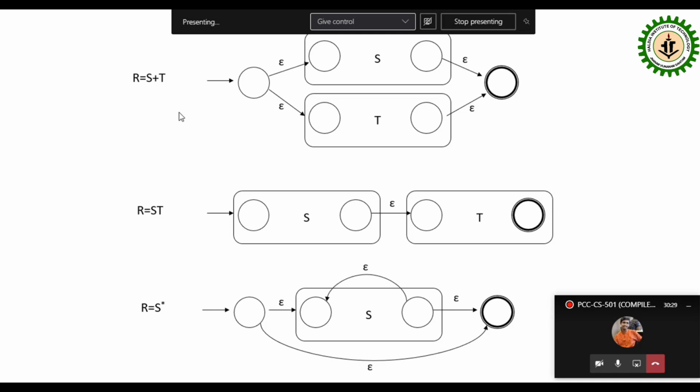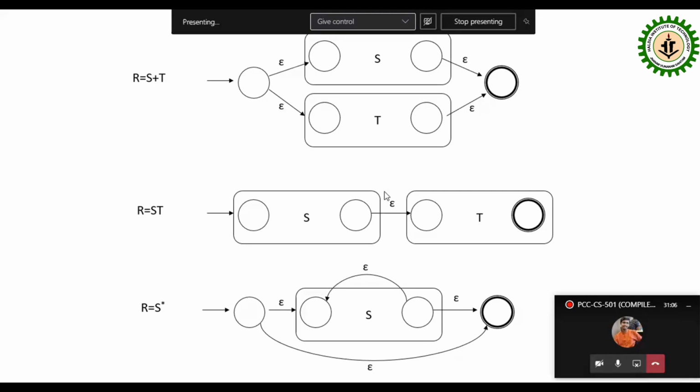Any confusion? Okay. Now going for R equals ST, S dot T. Here is the concatenation. S dot T means the last node of S is connected with the first node of T by using a null transition. And the first node of S is the start state and the last node of T is the final state. Okay, so that is it.